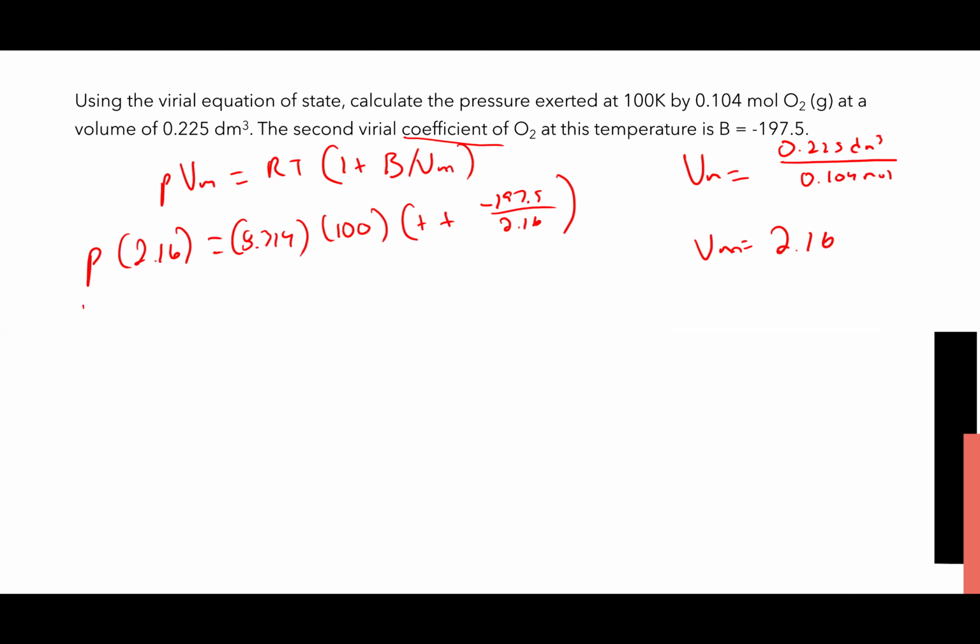Let's see, 2.16 P. Let me make this clearer. Let's do 8.314 times 100, which is 831.4, times 1 plus negative 197 divided by 2.16.